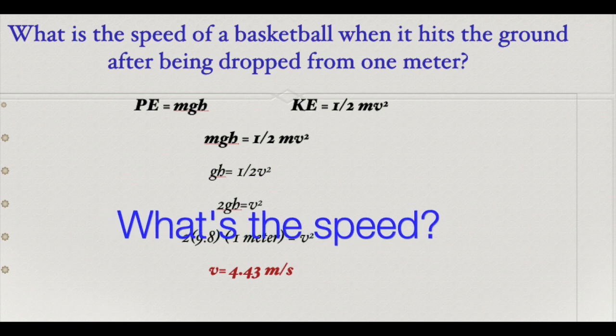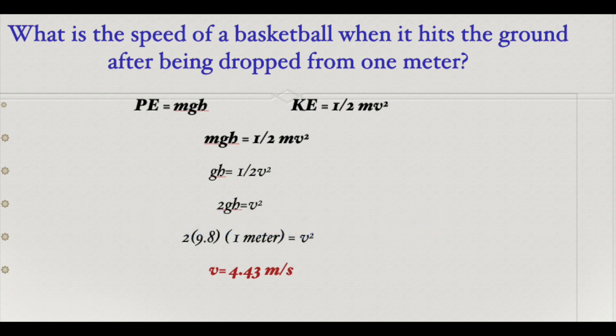Now, we want to know what is the speed of the basketball as it falls 1 meter. So we're looking for the velocity. Well, we don't know the mass of the object, but it doesn't matter because the mass, since it's on both sides of the equation, is going to cancel out. So basically we can say gravity times height is equal to 1/2 v squared, where g is gravity, which is 9.8 meters per second squared, and the height is 1 meter. So to solve for the equation, v is equal to the square root of 2 times 9.8 times 1, which is 4.43 meters per second.